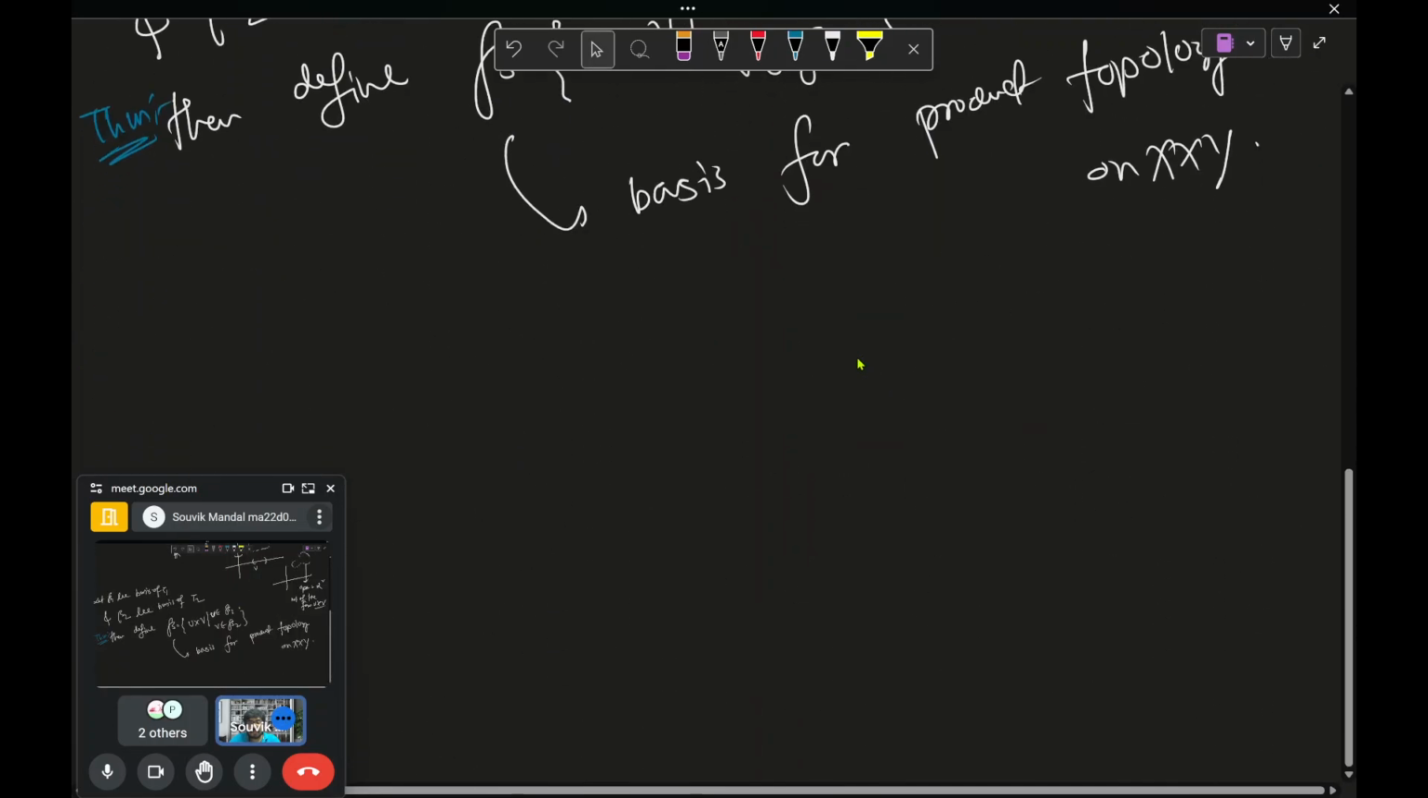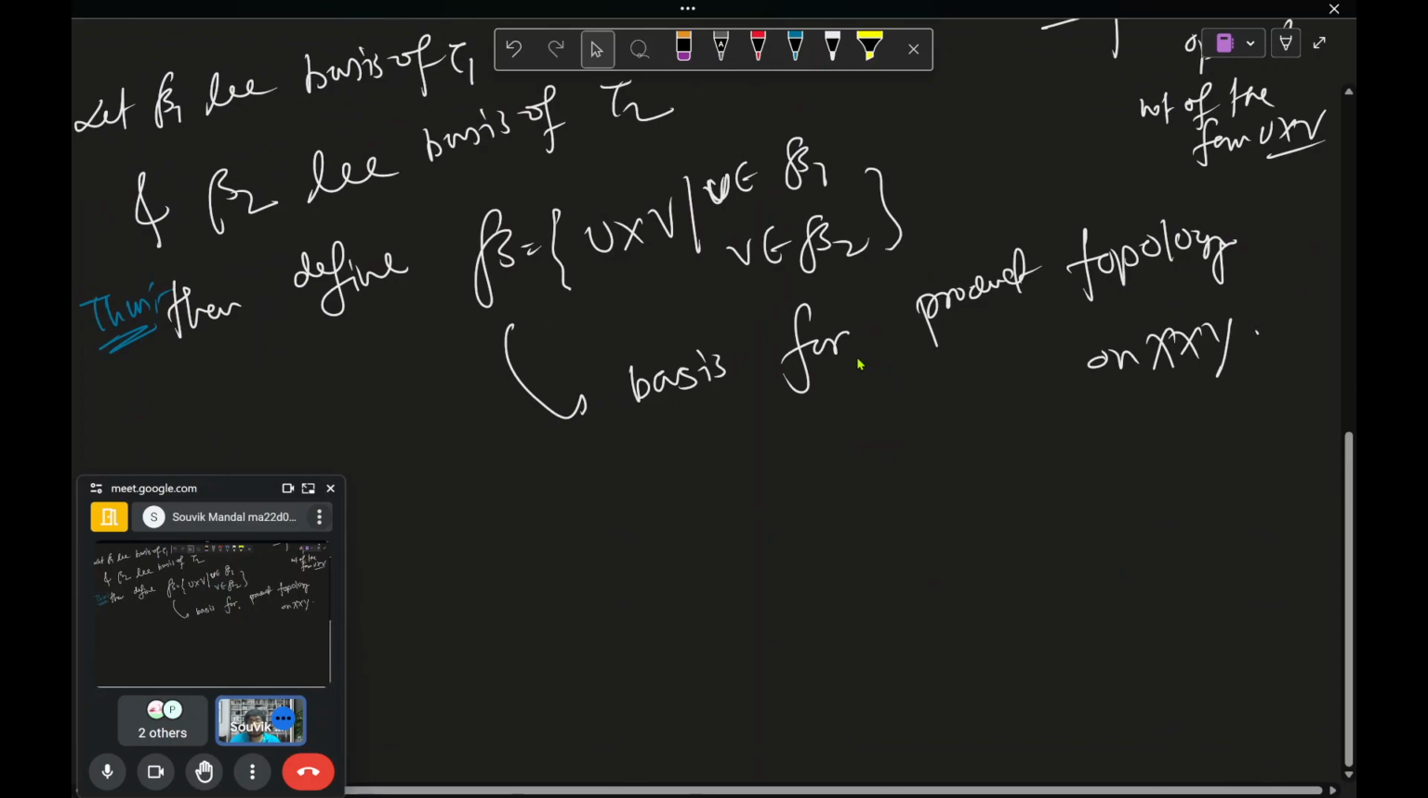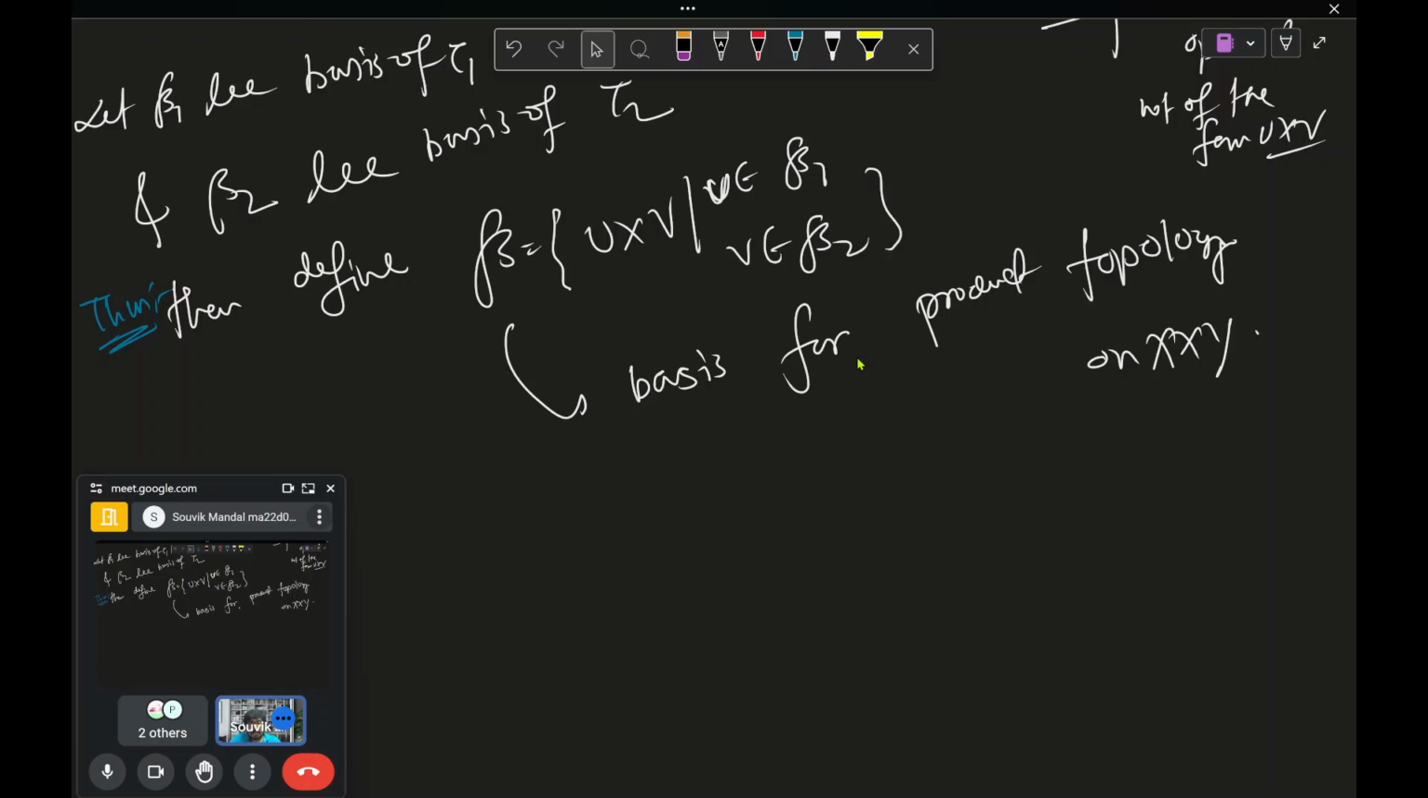Now the theorem is that if we have the corresponding bases, then all possible Cartesian products between those two basis elements form a basis for the product topology on X cross Y. So can anybody please tell how to prove this? Take your time, think about it, and please tell. Whatever the argument, whatever the logic you are thinking, please tell.